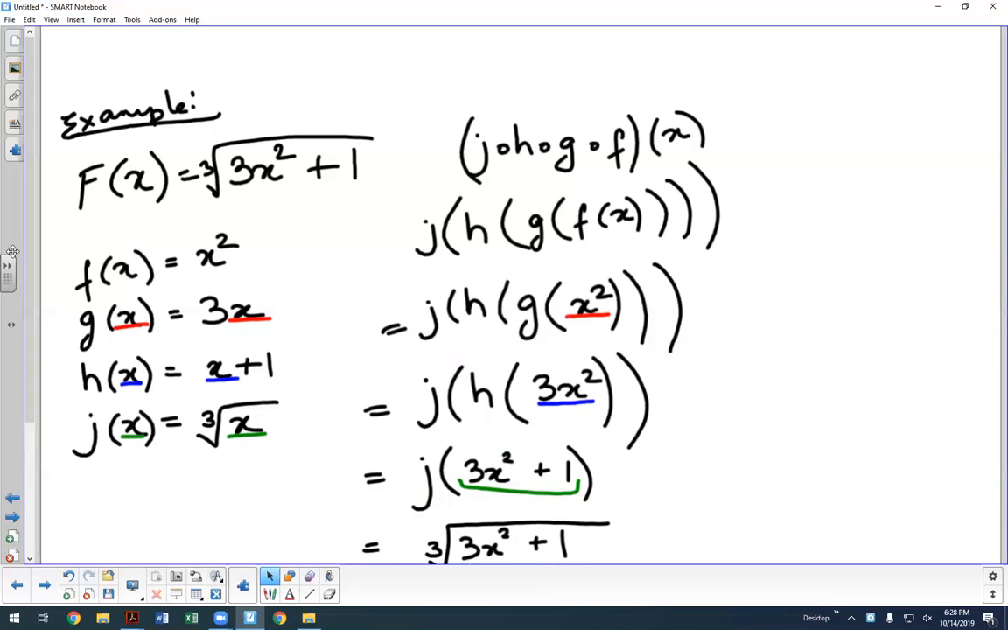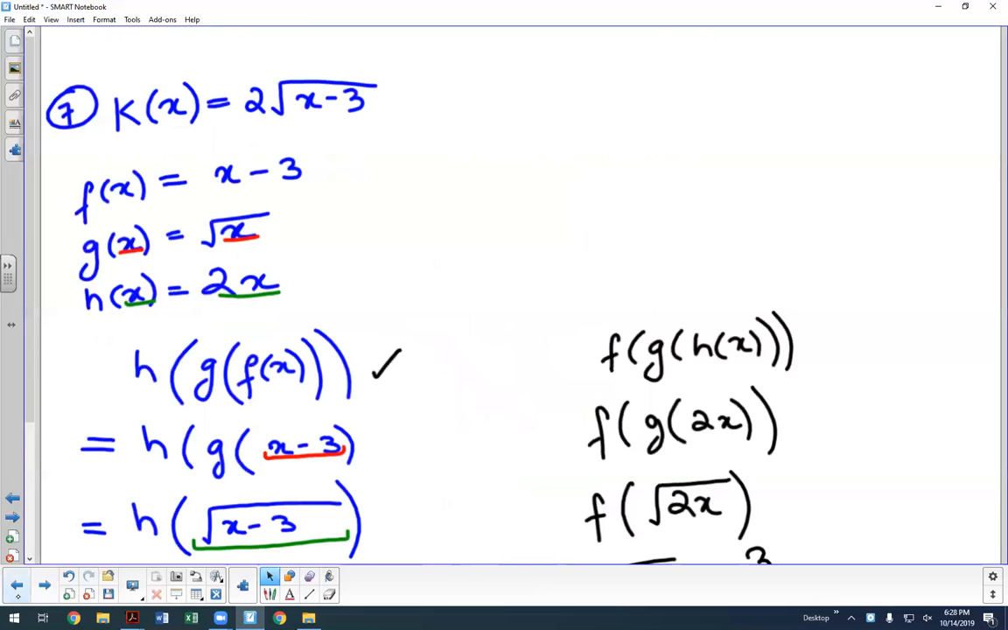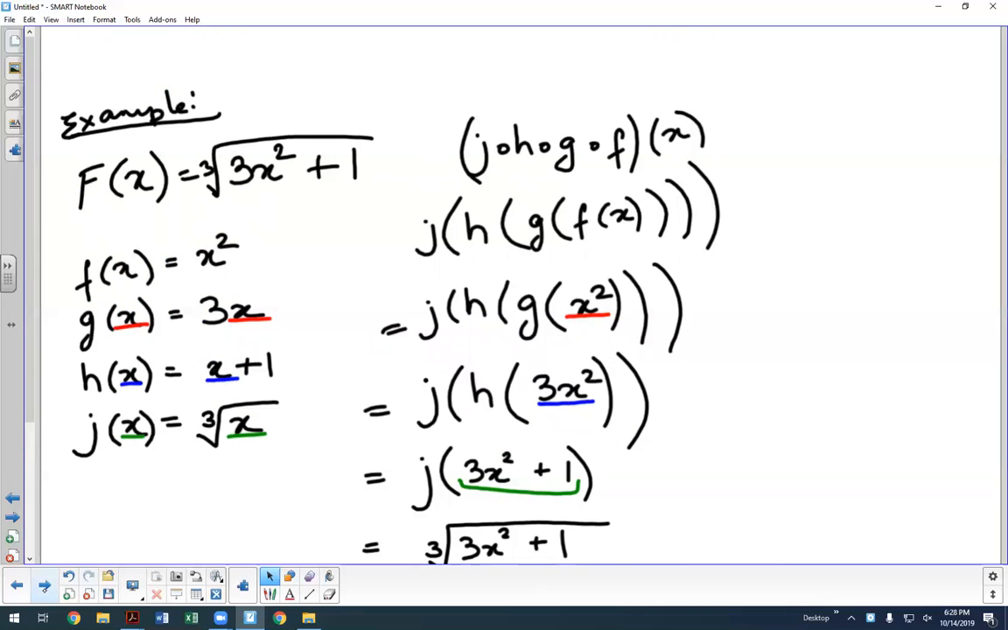Okay, so this was our example, but any questions on this one or also on number 7? Any questions on these 2 examples? Okay.